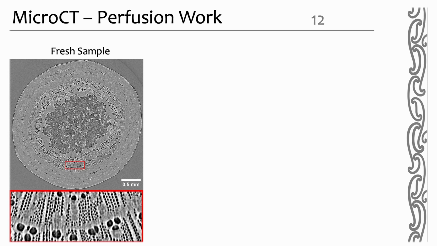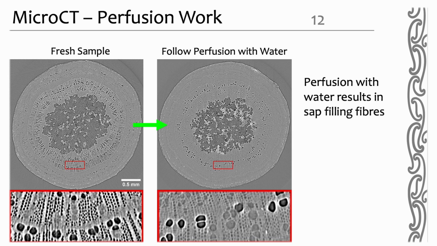Just as an example of what some of those results looked like with us imaging several maple stems, here you can see a sample that was imaged initially with most of the fibers being gas-filled. And after the perfusion with water over 2 hours, you can see that most of the fibers appear much lighter in colour, that is, they're no longer gas-filled, they're filled with water.